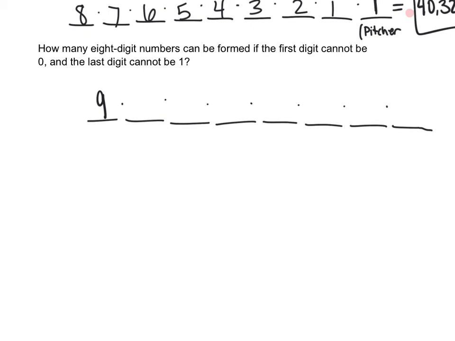And then my last digit cannot be 1, but it could be 0. So I would have 0 and then 2 through 9 for my options for the last digit. So I would also have 9 choices there. All of the other digits would have a 10 because it could be 0 through 9, which gives me 10 digits to choose from. Then I'm going to go ahead and multiply them out to find the total number of 8-digit numbers that can be made using this criteria.